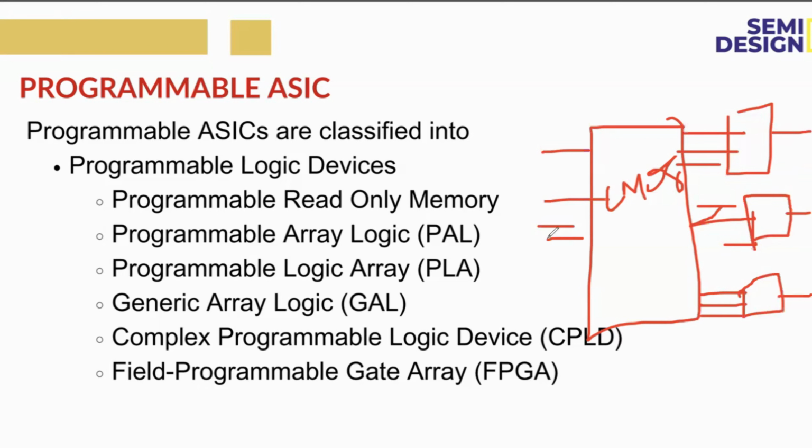Does anyone know what is meant by programmable array logic? There will be one programmable AND array, and the output of the programmable AND array is given to the fixed OR array. So here we'll get the outputs. What is the intention of these two? The AND array is programmable and the OR array is fixed, not programmable. Have you understood, everyone?